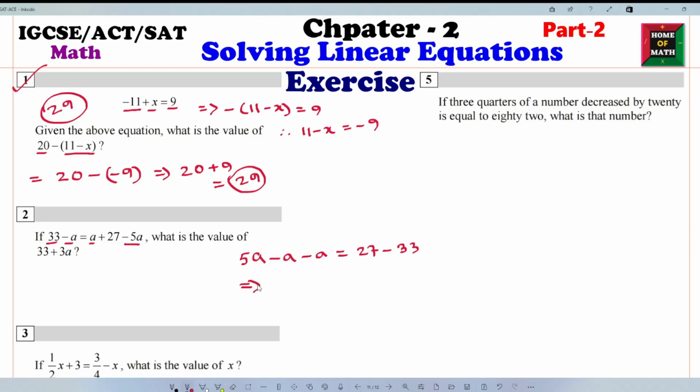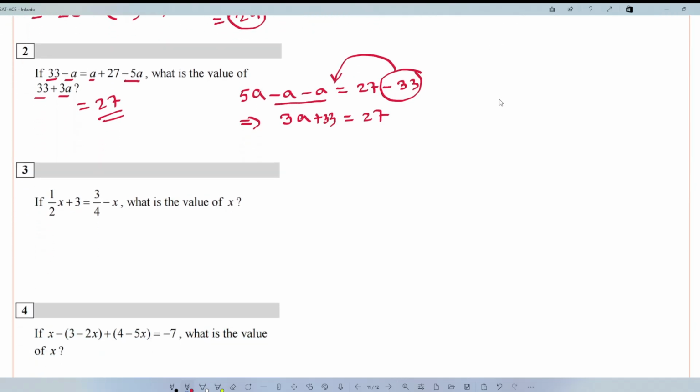So look, here is 5a and here also minus 2a, so it will become 3a. And we can do one thing: here is 33 plus 3a, so this one we can keep here, plus 33, and the answer is 27. So 33 plus 3a will be 27. Okay, clear? If you have any question, just write one line in the comments box. Number 2 done.